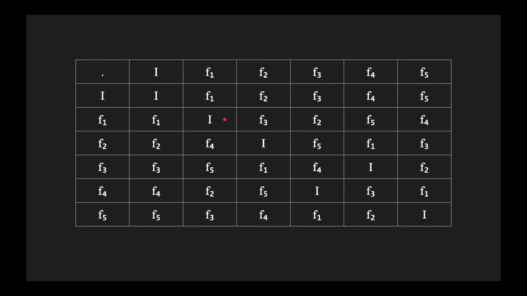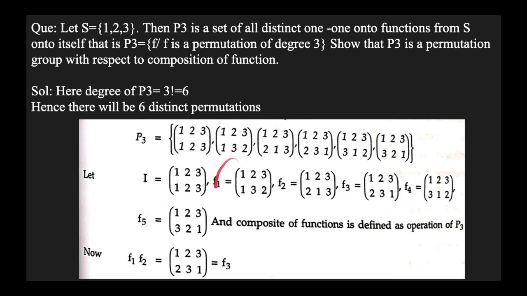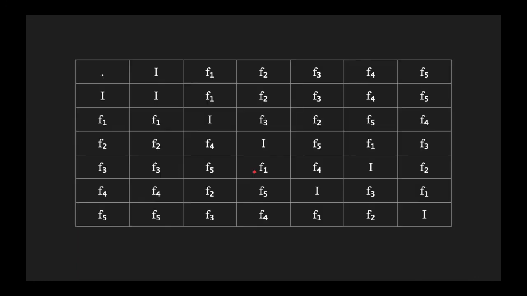And the last property, existence of inverse. That means for f1 there has to be some element such that f1 composed with that element is I. So let us consider this table. Here, where is I? Inverse of I is I, that is obvious. Now f1's inverse is f1 itself, since the entry here is I. So we can say that f1's inverse is f1.